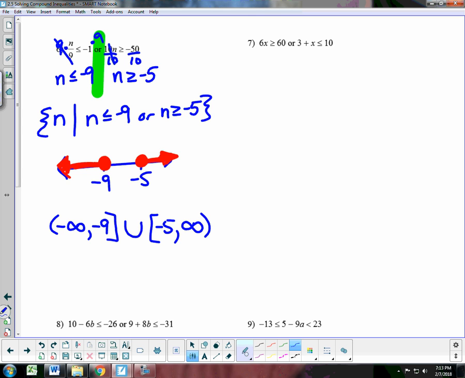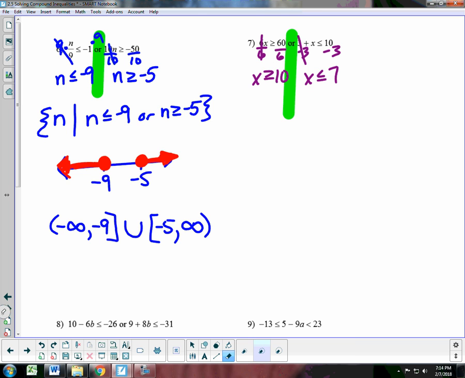All right, number 7, another similar one. Let's separate these with some sort of shading, or I'm going to use a highlighter. On the left side, divide by 6. Cancels, and we have x is greater than or equal to 10. Right side, we want to get rid of that 3, so subtract 3 from each side. That cancels, and we get x is less than or equal to 7.